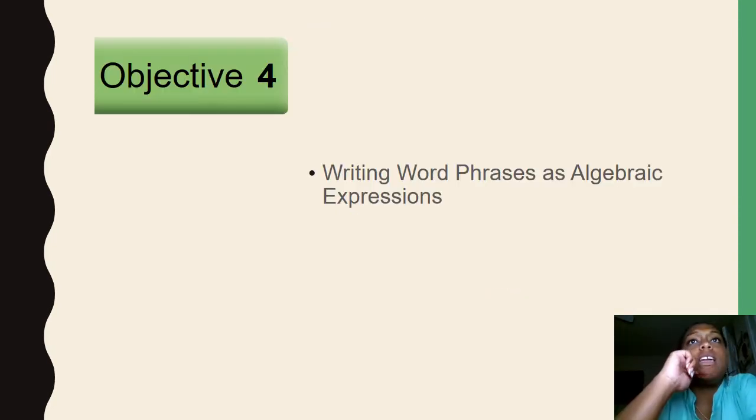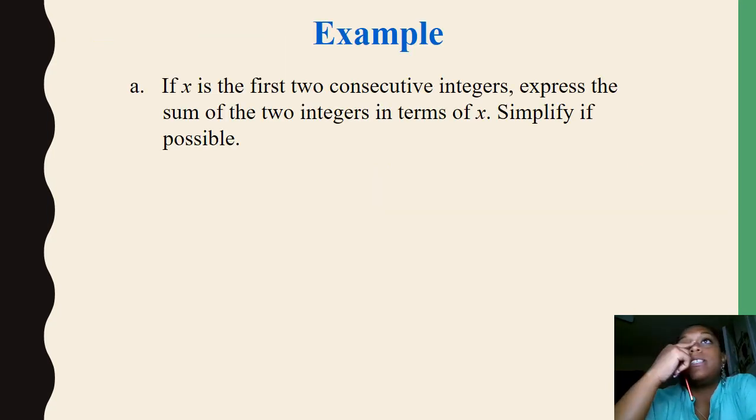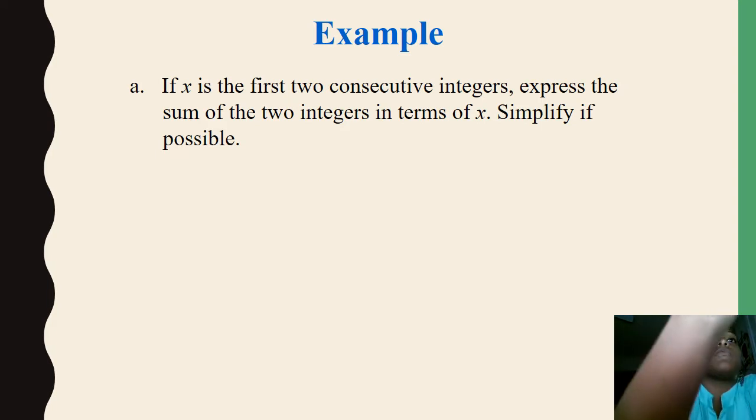Okay? Then last is our word phrases. And on the word phrases, we're going to go more detailed into this in class, but just reading some of the words. So it says, if x is the first of two consecutive integers, express the sum of the two integers in terms of x. Okay, so when I read that, consecutive means one after the other. So I have one number here and one number here.